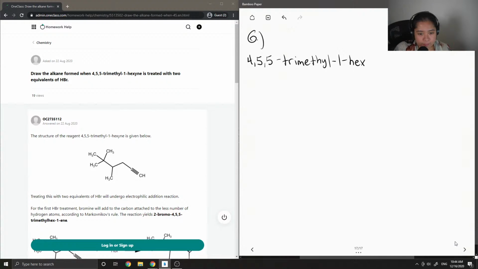4,5,5-trimethyl-1-hexyne. It looks pretty complicated, but if we just break down the steps, it's pretty easy to draw this type of molecule. First, we're interested in the parent chain. In our case, it is a 6-carbon chain, and we know that because it has hexyne as the base. So let's draw a 6-carbon long chain.